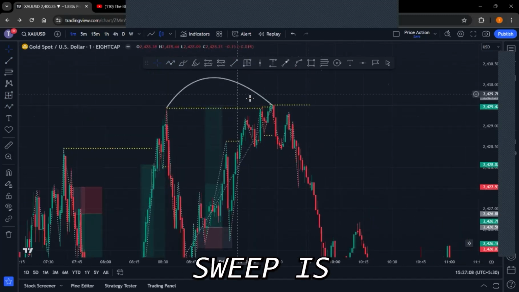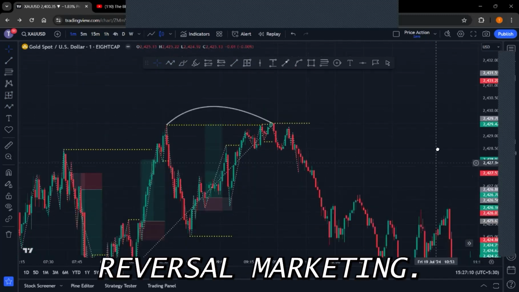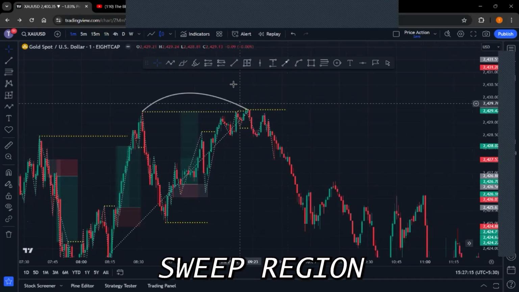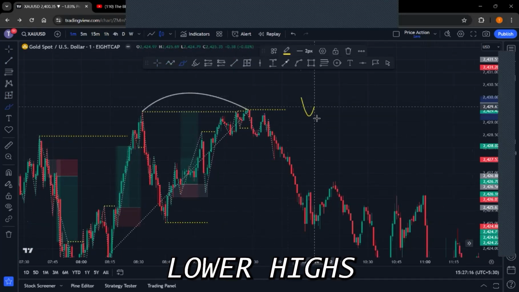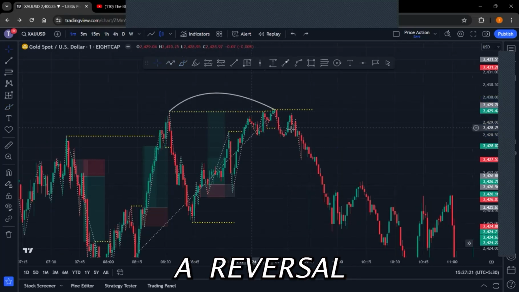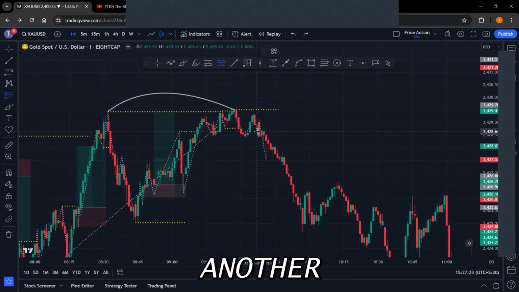Now over here, a sweep is also a part of reversal nature in the market. That means if the price is creating a resistance after the sweep and is creating lower highs and lower lows, we are going to take a sell trade, or you can say a reversal trade, in the market. So this will be our another entry point.